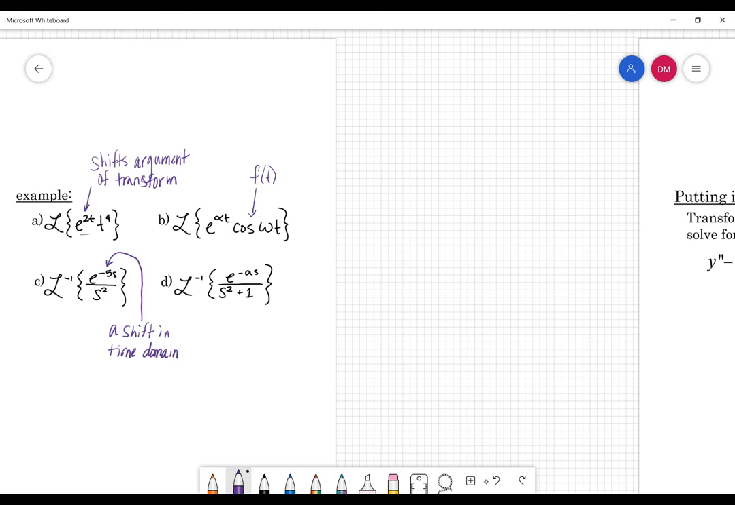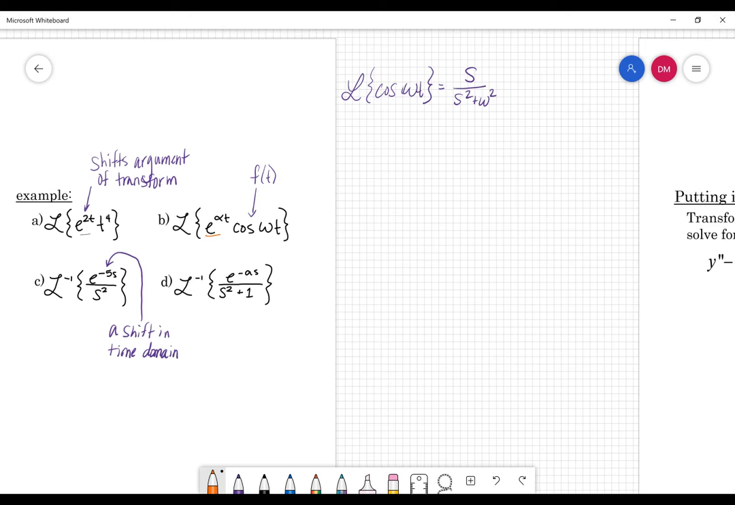But let's just look first at the Laplace of cosine of omega t. Okay, and in the table, it specifies that this transform would look like s over s squared plus omega squared. All right, so the good news here is we don't really have to worry about what omega is. It's just some unknown.